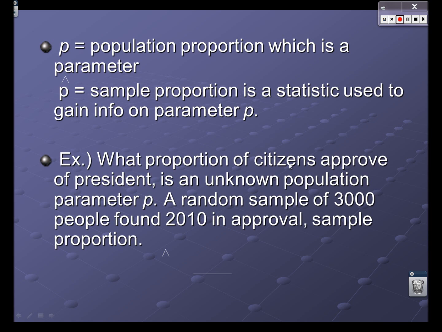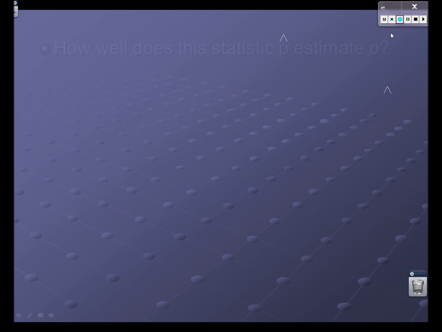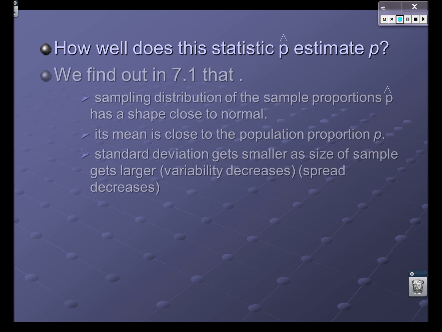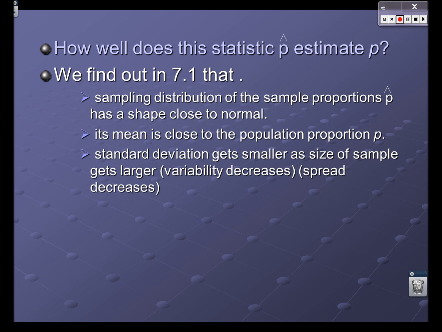Here's an example. To find P hat in this situation, I have 2,010 people in approval out of 3,000, so I can say that P hat, 2010 out of 3,000, is 67% are in approval of the president. That is estimating or representing the entire population proportion P. Well, how well does that actually estimate? Back in the last section, we found out these things.